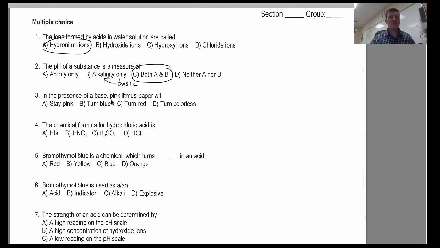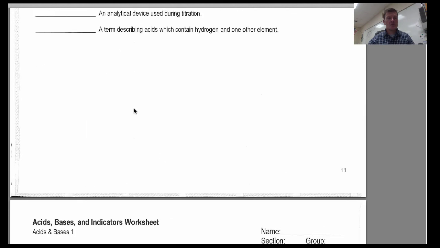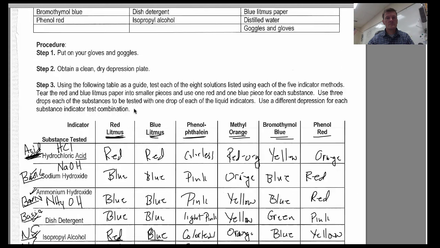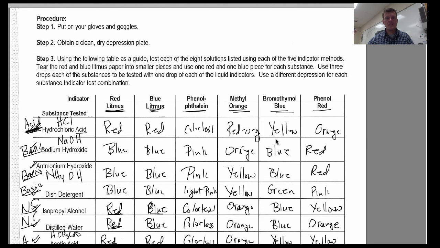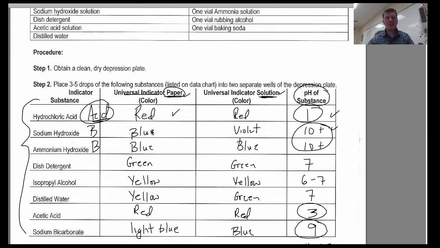In the presence of a base, pink litmus or red litmus paper will turn blue. And the chemical formula for hydrochloric acid is HCl. Bromothymol blue is the chemical which turns what in an acid? Oh man, we've got to look back at that and double check. We'll look back at our table. In an acid, what does bromothymol blue do? Here it is. It is going to turn yellow. There's an acid right there turning yellow.